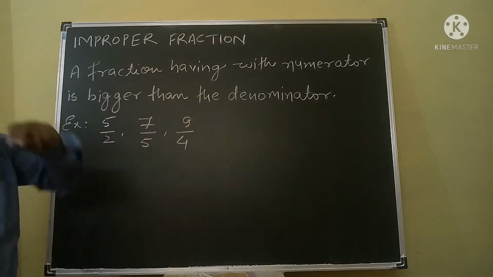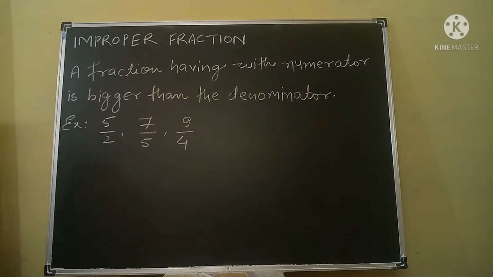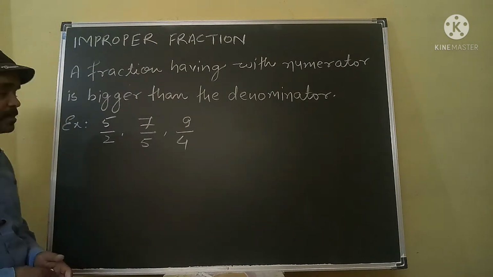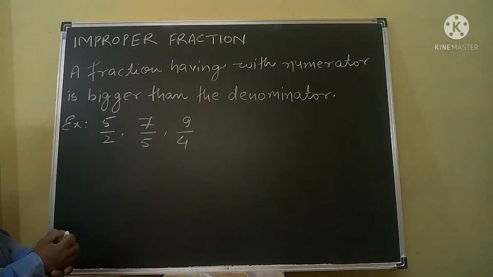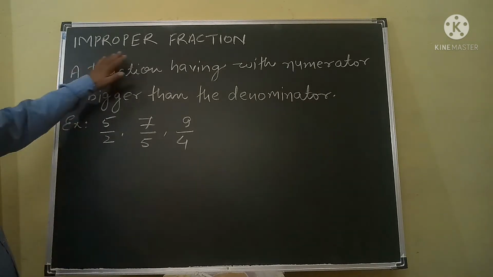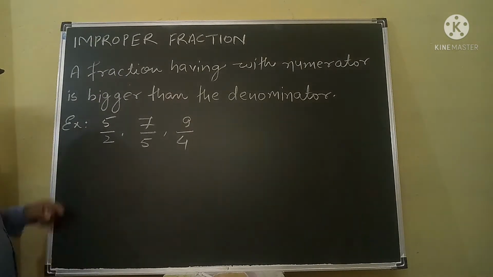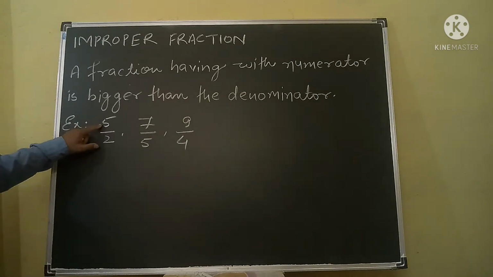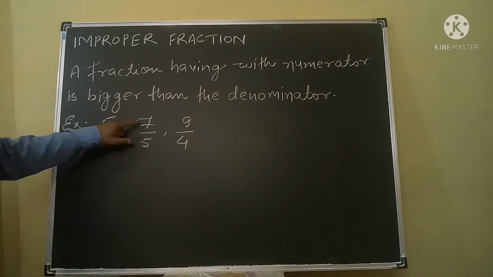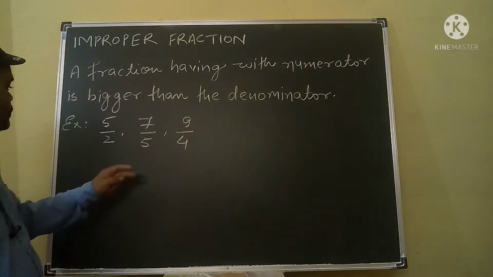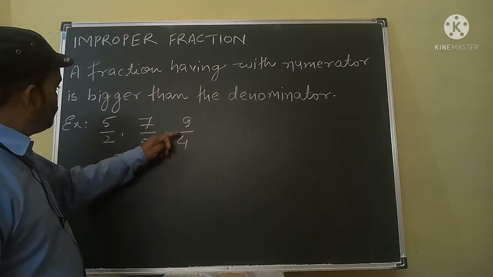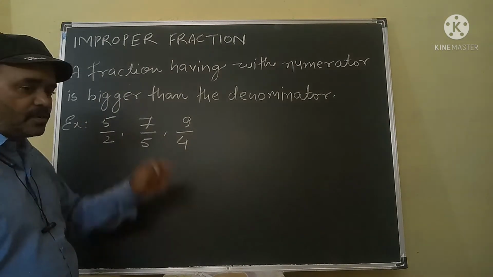This is an improper fraction. Improper fraction means a fraction whose numerator is bigger than the denominator. A fraction whose numerator is bigger than the denominator is called an improper fraction. Now look here, suppose this is 5 upon 2. In 5 upon 2, 5 is the numerator, 2 is the denominator. In 7 upon 5, 7 is the numerator, 5 is the denominator. In 9 upon 4, 9 is the numerator, 4 is the denominator.